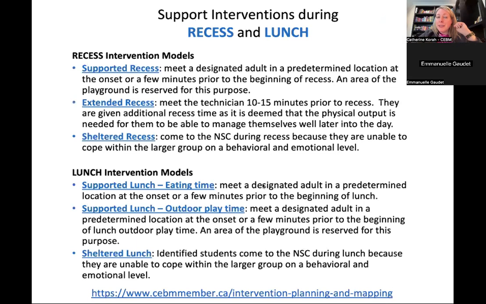In terms of recess and lunch, we know that for those students who are easily overwhelmed, recess and lunch is very difficult. And so can we build in some pockets of time and space where they can have maybe a smaller group to eat with, or that they do a one-to-one game that is more structured with an adult instead of being outside where it is unstructured and way too chaotic for them.